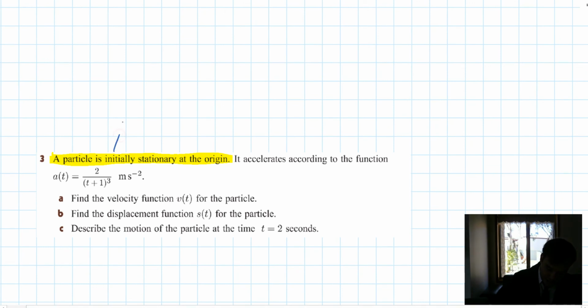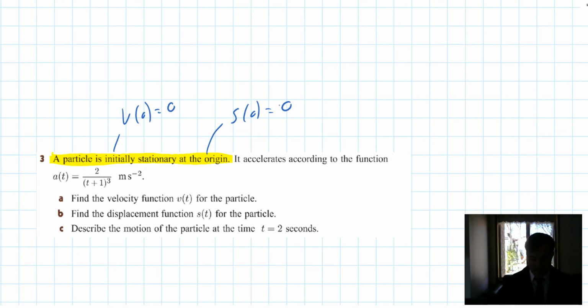Initially stationary implies that v(0) equals 0. And initially at the origin implies that s(0) is 0. So the velocity at time 0 is nothing. The displacement at time 0 is nothing as well. And note that those two won't always be 0, 0. Sometimes the initial conditions will be, it starts 1 meter to the right and moving 3 meters to the left. So v(0) will be -3 and s(0) will be +1.